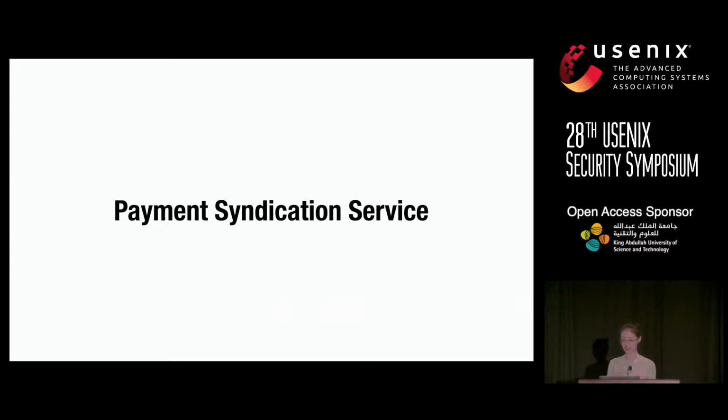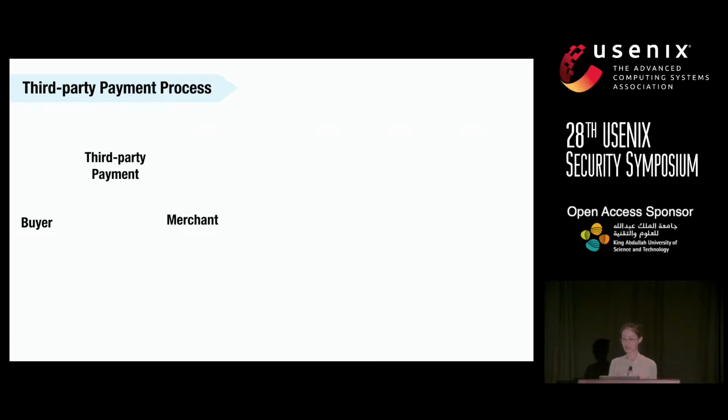Let's look at how the payment syndication works. This is a common payment process. When the buyer is going to pay an order, at first, the merchant will generate a third-party payment credential for him. Holding the credential, the buyer pays the order to a third-party payment, and when he finishes paying, the third-party payment server will notify the merchant of the payment result.